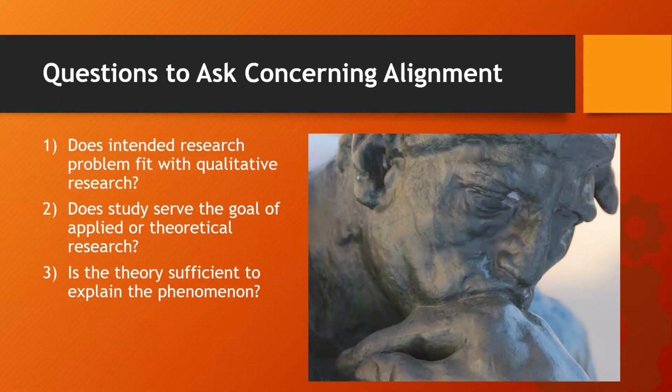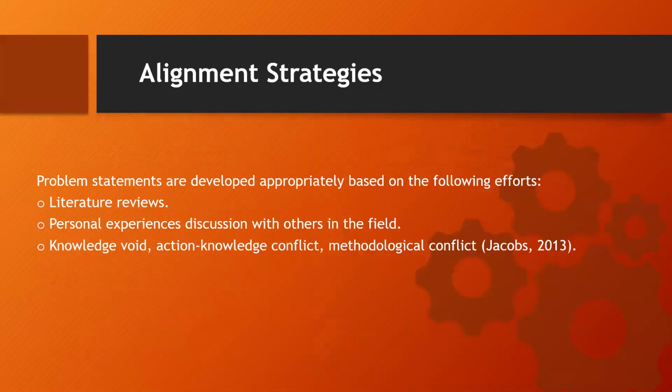And three questions you should ask include: does the intended research problem fit with the qualitative research? Does the study serve the goal of applied or theoretical research? And is the theory sufficient enough to explain the phenomenon? Some of the alignment strategies that candidates can use include developing appropriate methods to address alignment, and that includes literature reviews, personal experiences with discussions from others in the field, and addressing conflict.